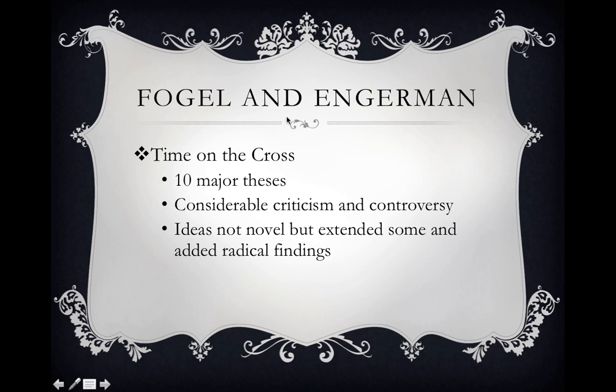I find it difficult to assign a book and have people buy a book, full well knowing that they might only get use out of 2 or 3 chapters. So that's their book, Time on the Cross. They come up with 10 major ideas or notions about slavery and the economics of slavery. I want you to realize that few of these are that novel. For example, a portion of them just agree with what Conrad and Meyer come up with.